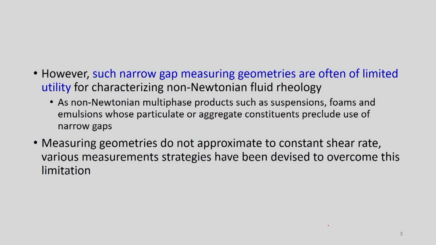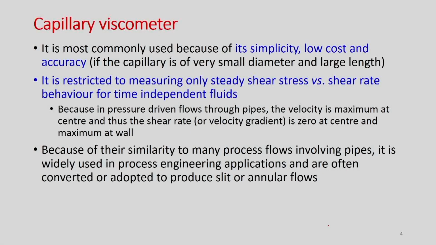So, we will not go into details of those limitations in general, but we go one by one. First we take the capillary viscometer. The capillary viscometer is most commonly used because of its simplicity, low cost and accuracy, provided the diameter of the capillary is very small and the length of the capillary is very large, or the L by D ratio of the capillary is sufficiently large, that is more than 100 or so.